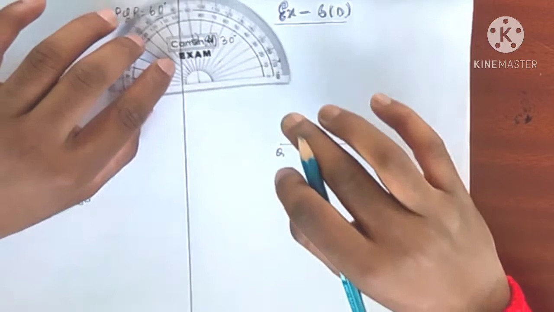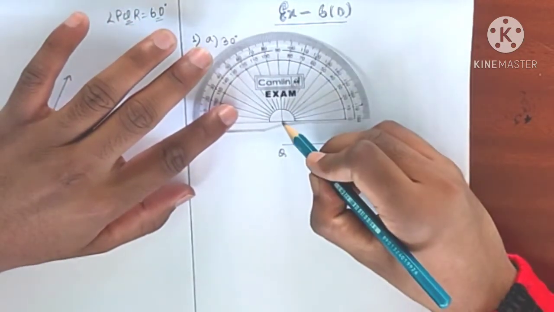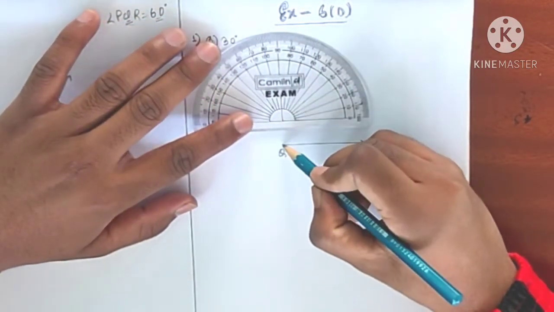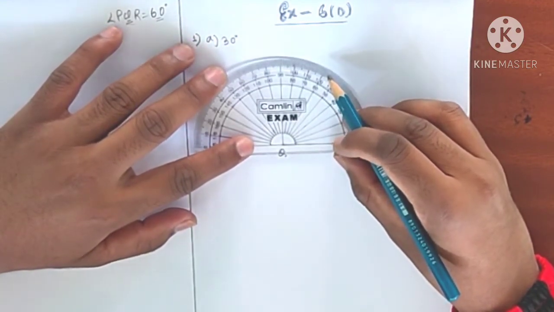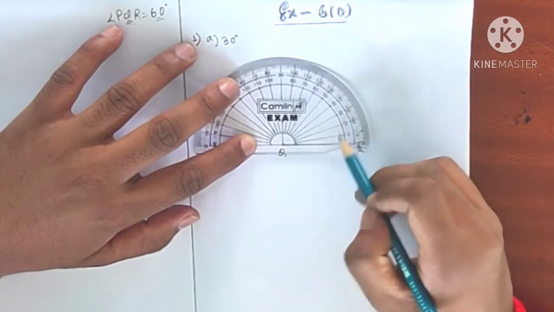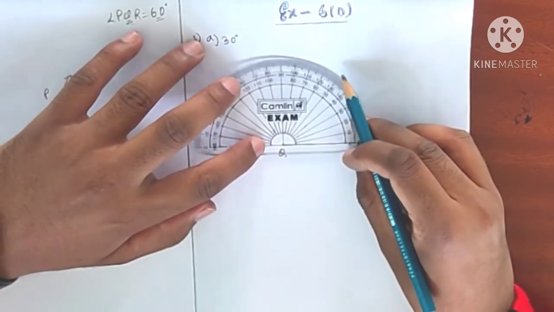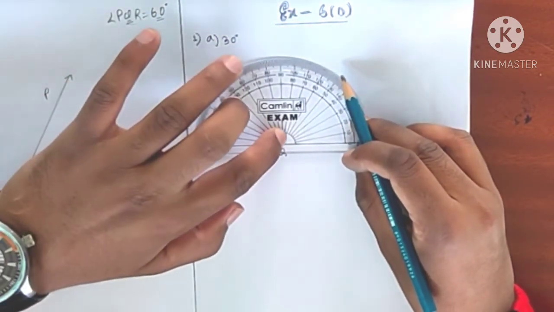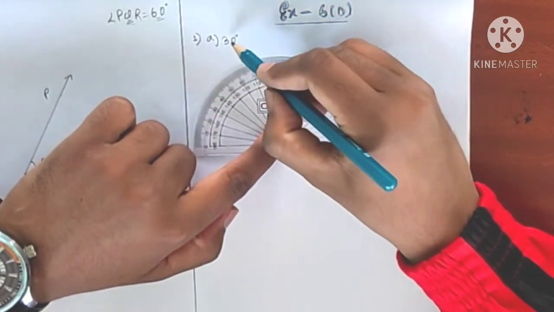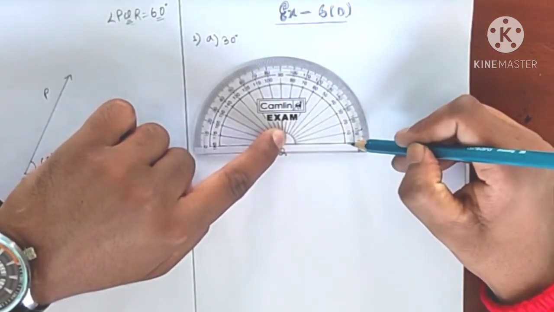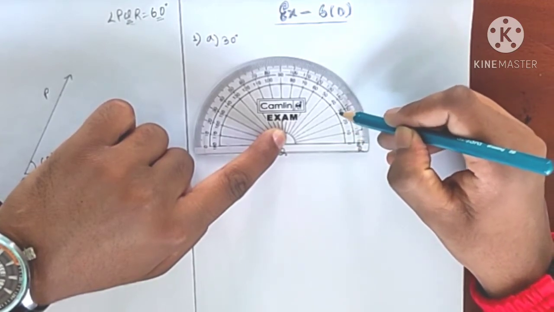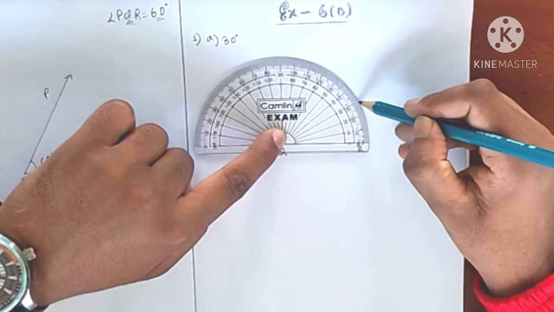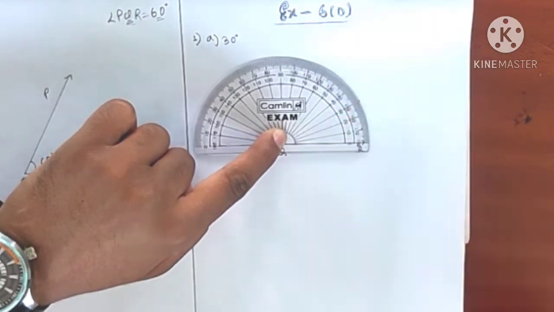How am I going to make it? I will place the center of this protractor at the point Q, that means the vertex, and I will match the baseline. This one is the baseline and I have matched it here. Now we have to make 30 degrees. Just find where 30 degrees is. This was 0 degrees, 10, 20 and 30 degrees. Since I have got 30 degrees here, I will make a simple dot at this point.